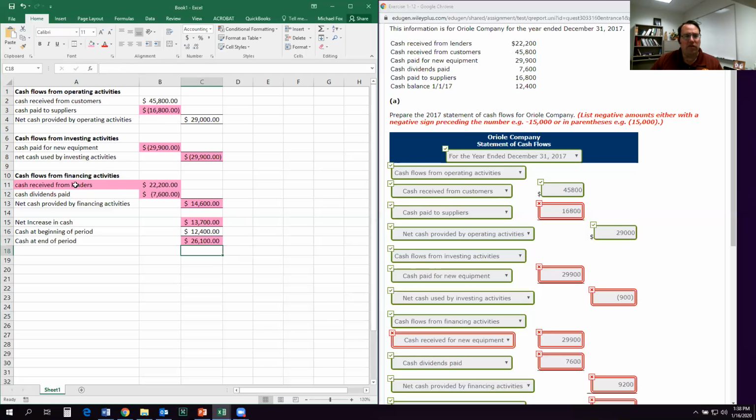And then the cash received from lenders, you had put cash received from new equipment, and there was no cash received from new equipment, just paid out. So hopefully that helps explain the problem.